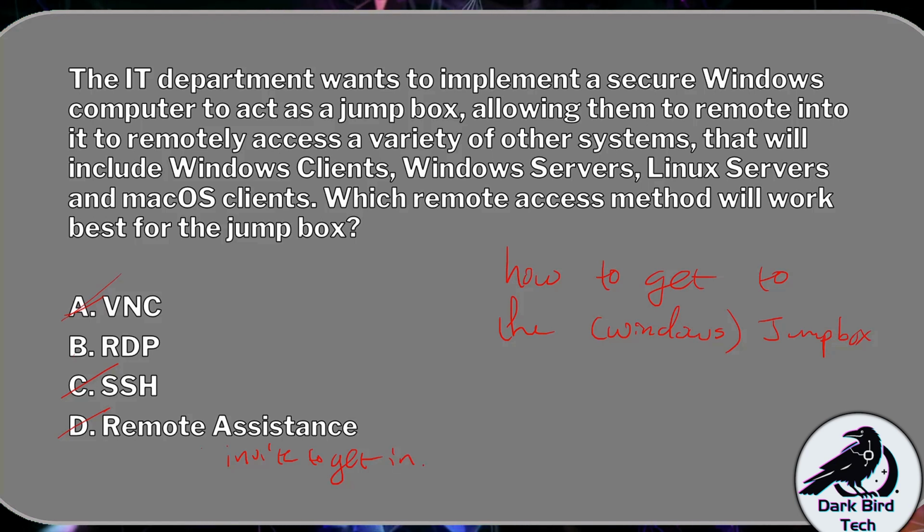And I'm not so mad about an invite to get in being necessary. RDP into the Windows jump box and then something else to get to the servers or the macOS machines, or the Linux machines, or the Windows clients can be used from there. So, RDP. This is an example of a question in the CompTIA exam where you might want to try and simplify what they're looking for. The extra details are distracting and overcomplicating the question, but RDP would be the best here.